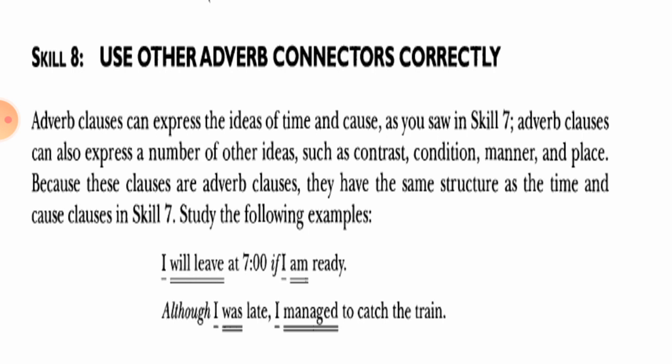The second sentence is, although I was late, I managed to catch the train. In this sentence, we have two clauses also. The connector here is although. It expresses the idea of contrast. It comes at the beginning of the sentence. Therefore, we have to use a comma in the middle of the sentence.